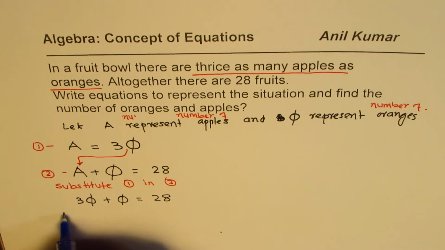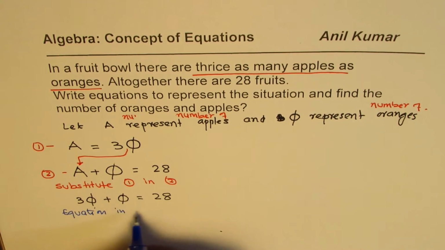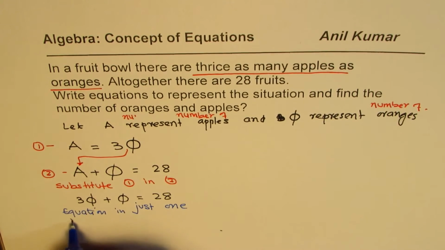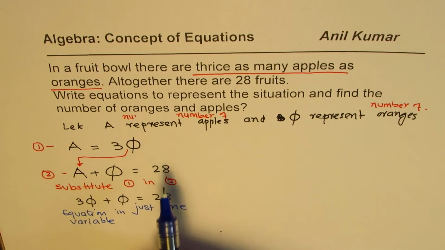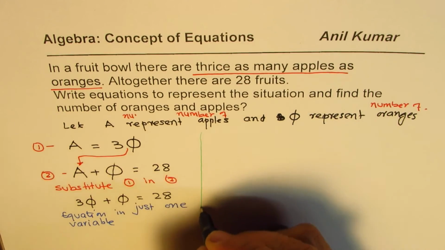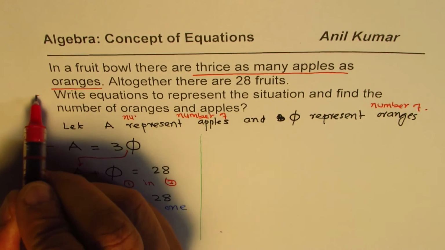So what we get here is an equation in just one variable. A and O are the variables. They can take up any number, right? That's why their number can vary, right? So the equation is just in one variable. Now we do not have A in this. Only we have number of oranges. Now if you have an equation with one variable, you can solve it, right? So let's do this part now.